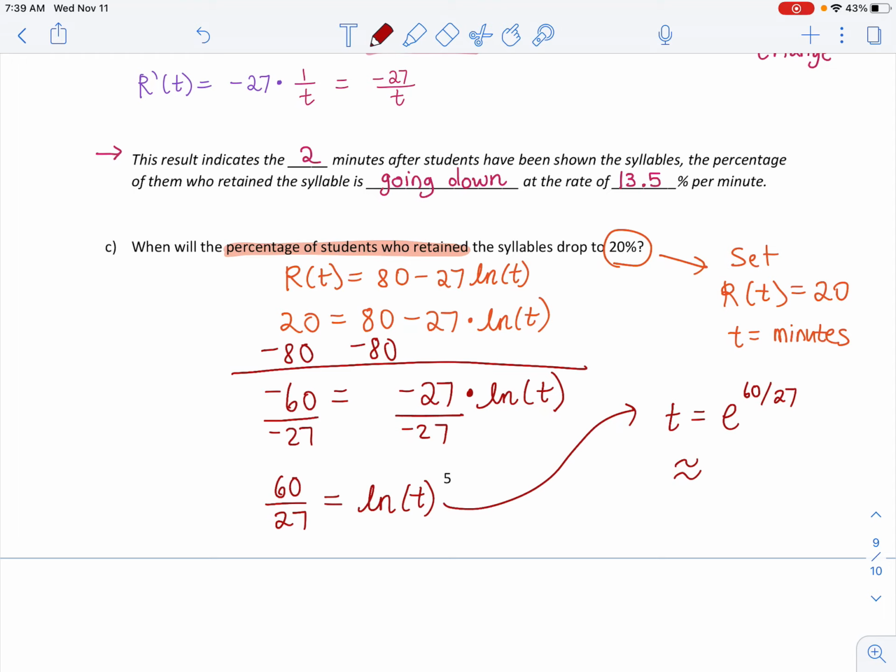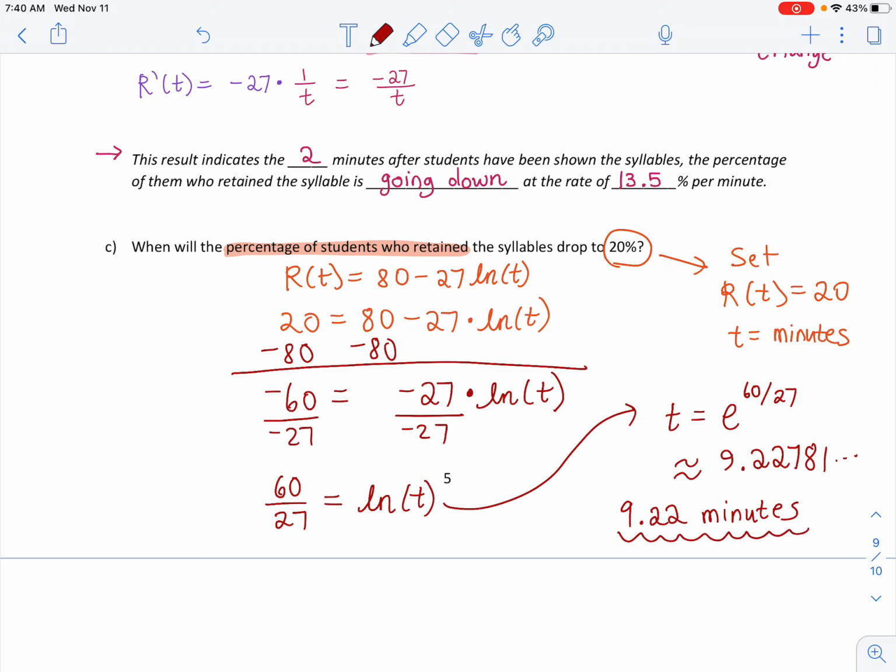So let's type in e raised to the 60 divided by 27. That comes out to be 9.22781... How did they want you to round it? Didn't really mention it. So what will be the percentage of students who retain the syllable after when will? So around 9.22 minutes.